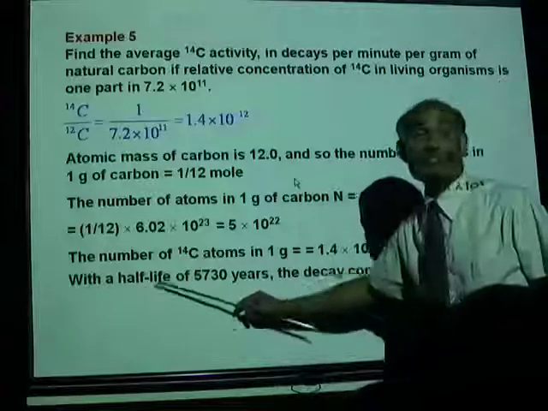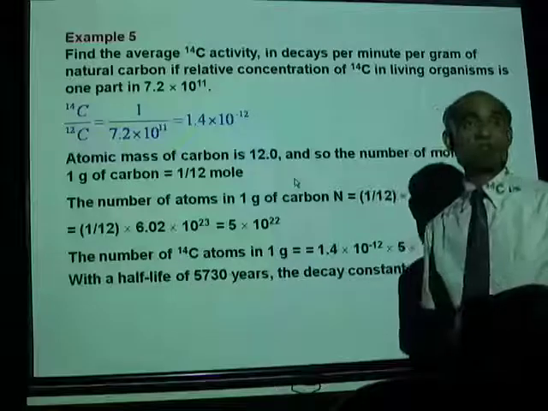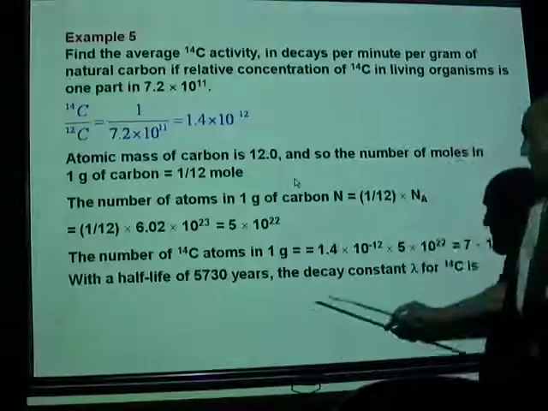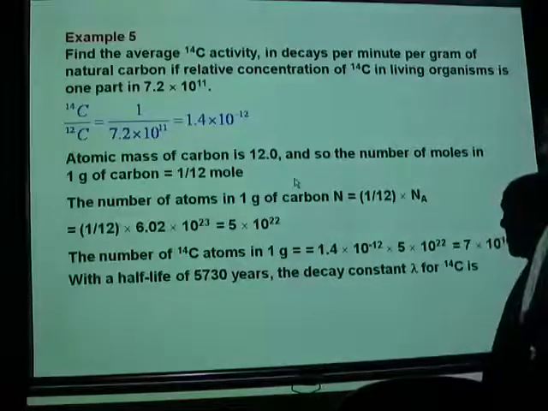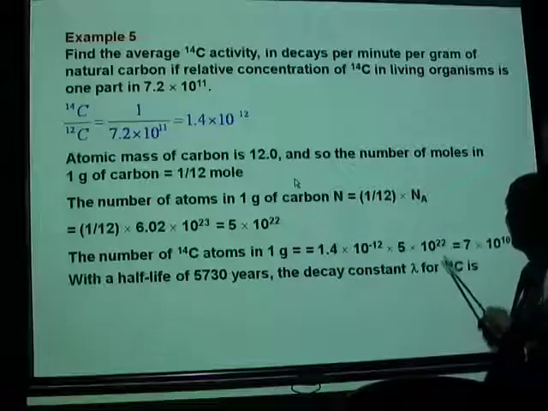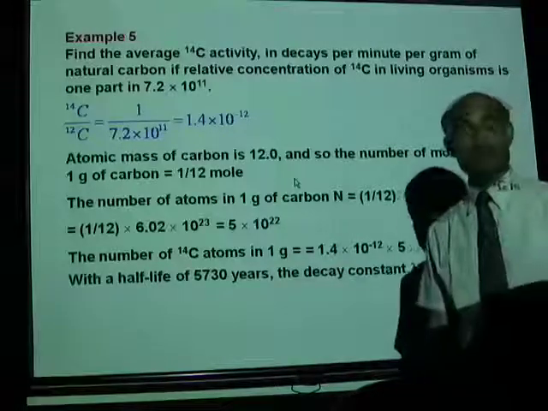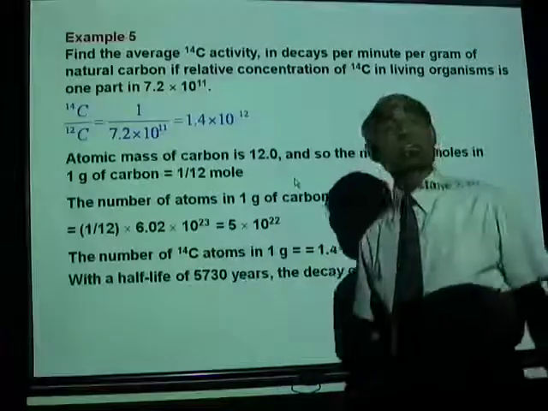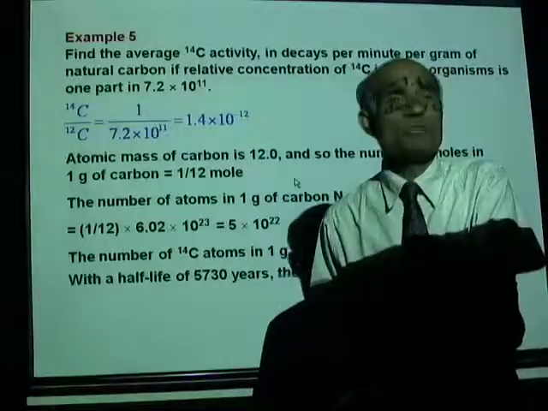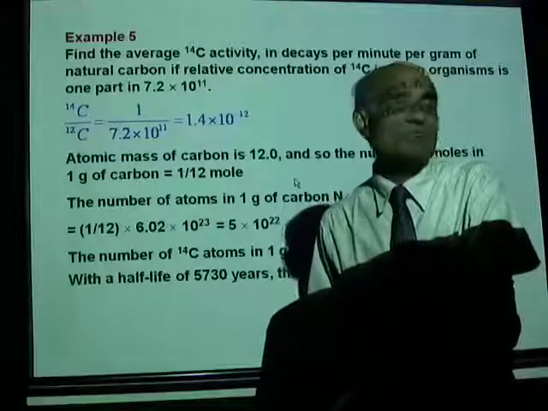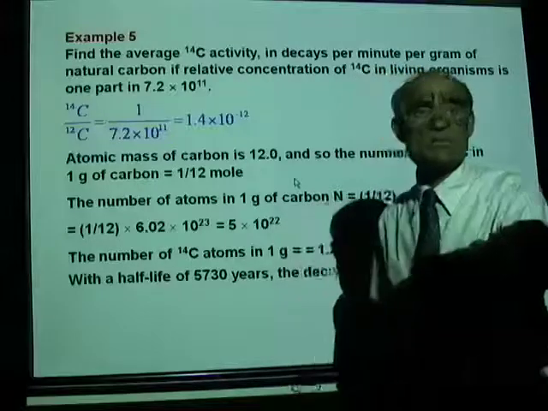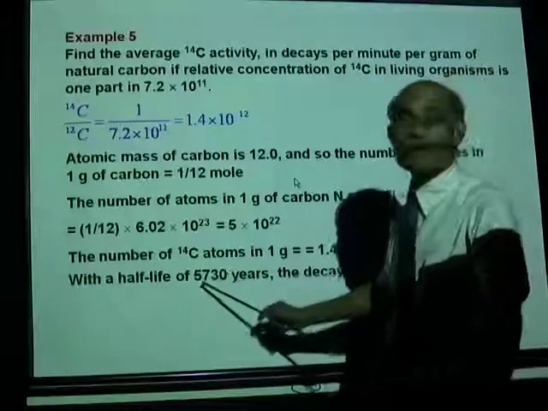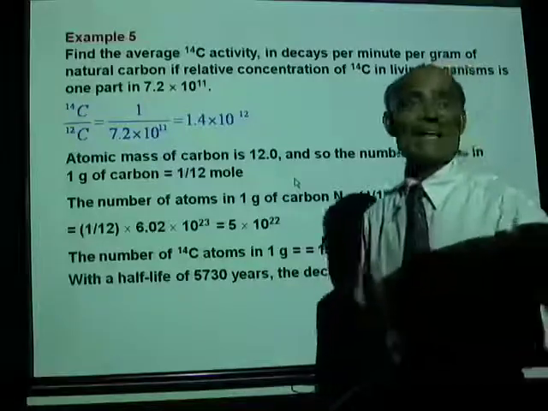Now, with a half-life of 5,730 years, the decay constant lambda for carbon-14, we can now use the half-life to find the decay constant of carbon-14. You remember the relation between those two? Lambda equal to, what is the relation between lambda and the half-life?